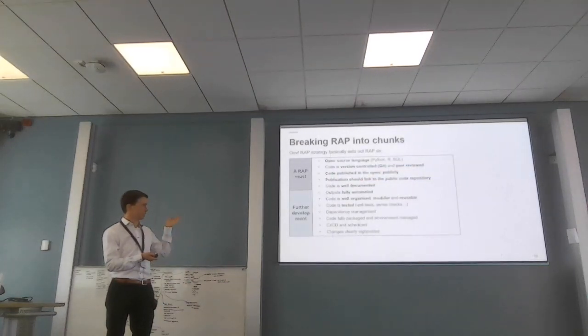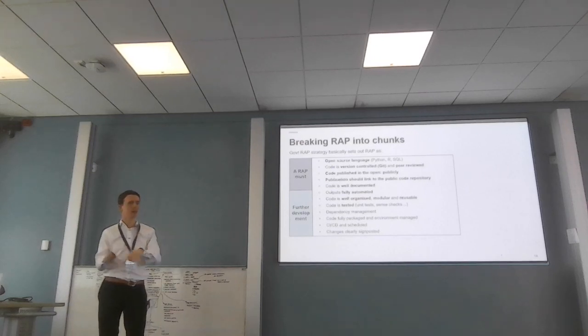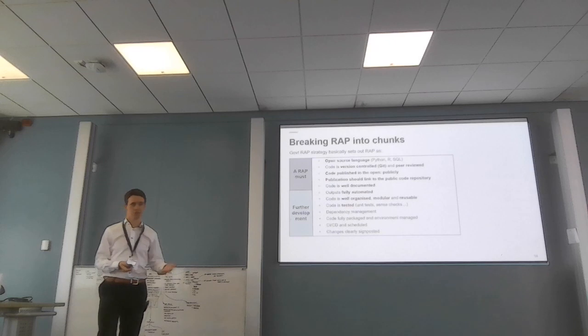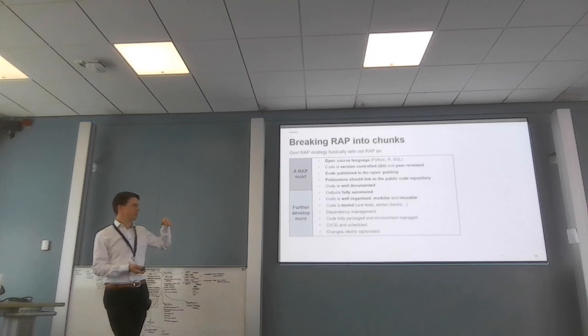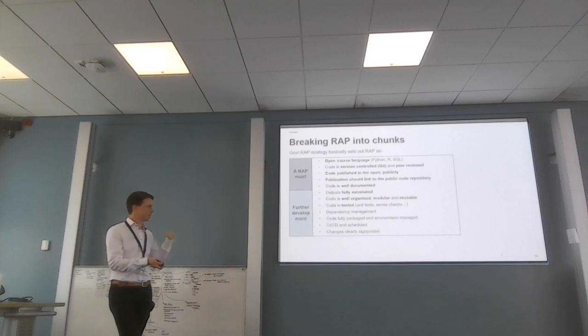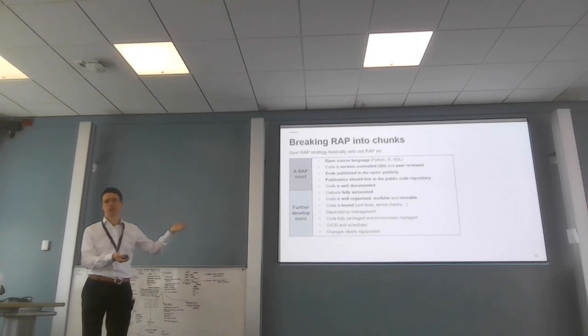So the government RAP strategy, which I should have given a link to, is really good. So definitely search those words, because it's a great website. The government RAP strategy sets out RAP as all these things. So a RAP must use an open source language, code version control, publishing the code, link the code to the repository, document it. And then there's all this further development stuff. So code's fully automated, well tested, and so on.